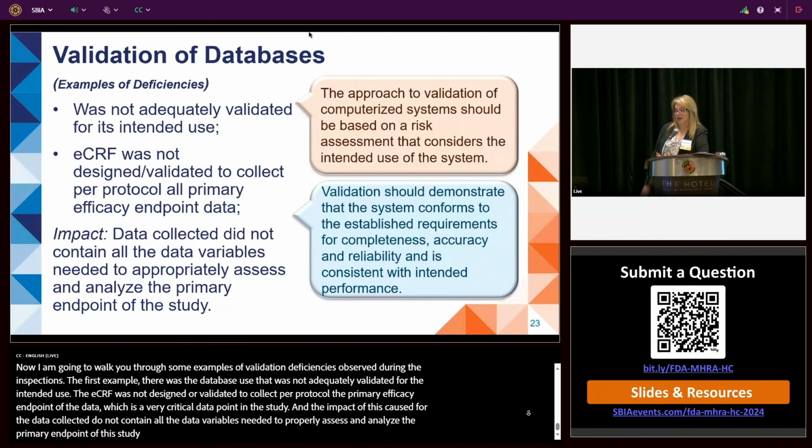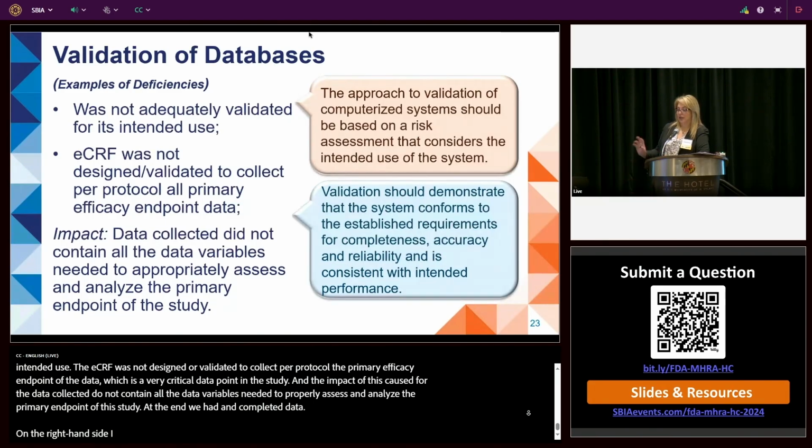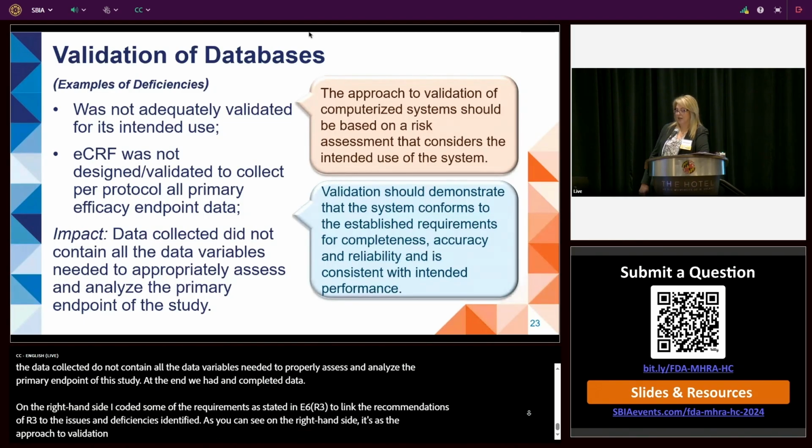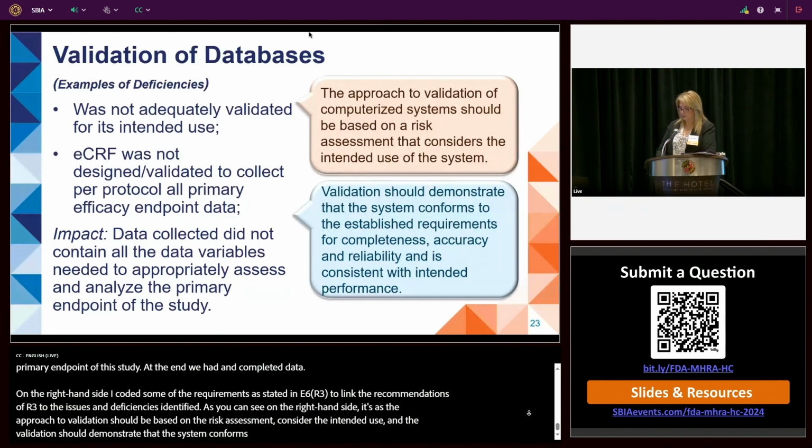On the right-hand side, I quoted some of the requirements as stated in E6 R3 to link the recommendations of R3 to the issues and deficiencies identified. As you can see on your right-hand side, it says the approach to validation should be based on a risk assessment, consider intended use, and also validation should demonstrate that the system conforms for completeness, accuracy, and reliability, which in this case we did not have, as the data was incomplete.